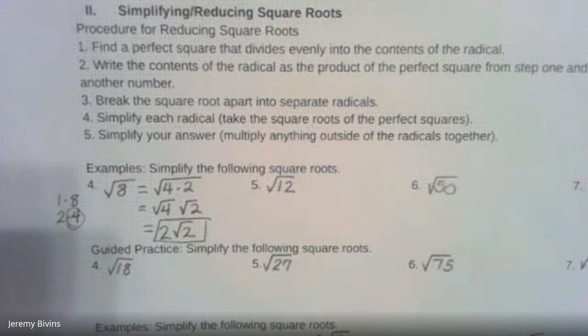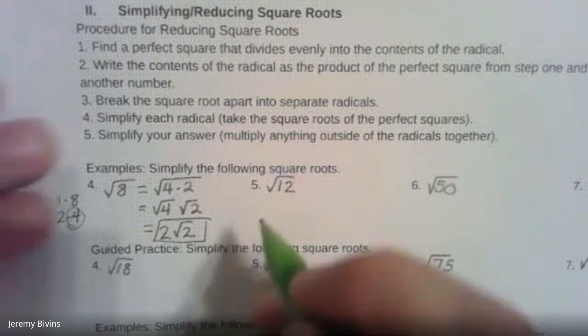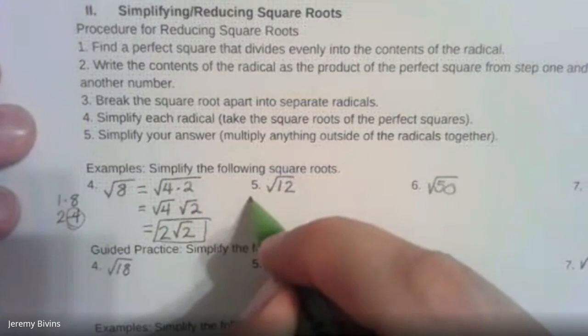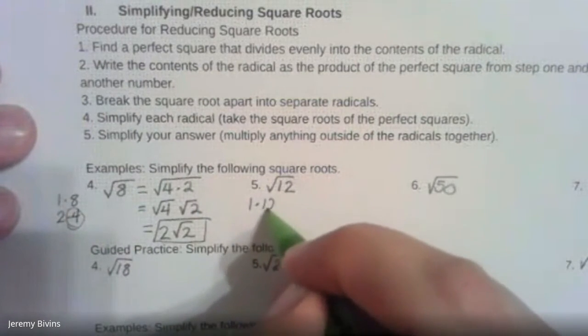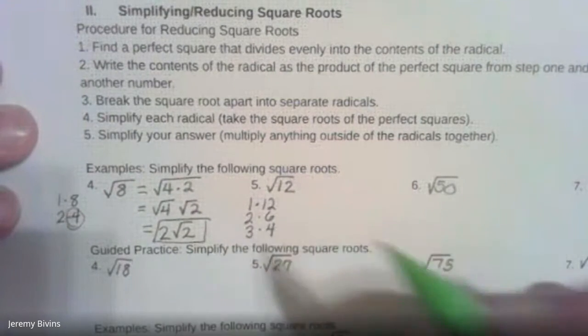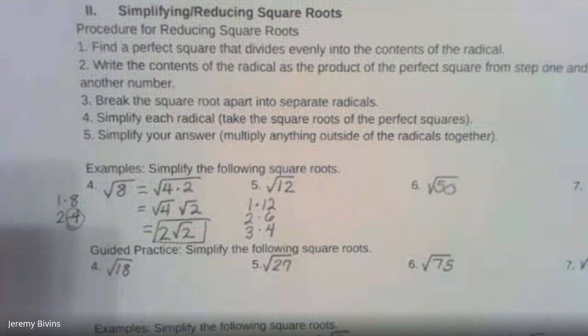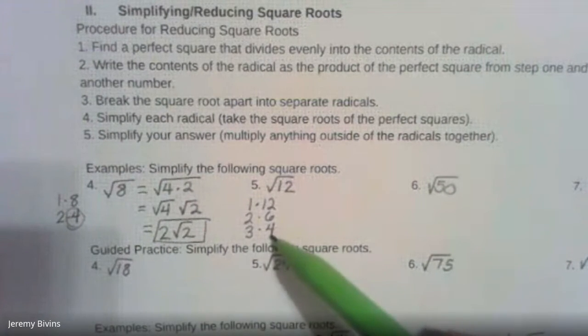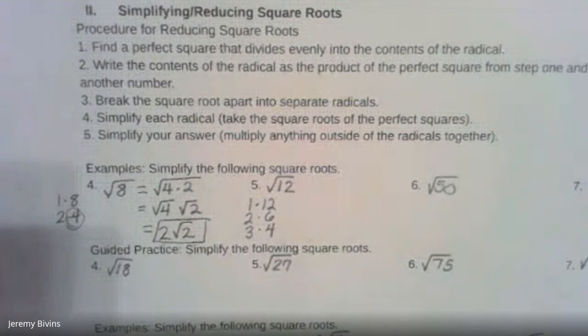Now, if we move on to the next one, we've got 12 under the radical. Now, 12 would look at its factors of being 1 and 12, 2 and 6, 3 and 4. So we have more options now. And I see a lot of students saying, I'm just going to go ahead and use this last option no matter what it is. We can't do that. We have to look for the biggest perfect square.